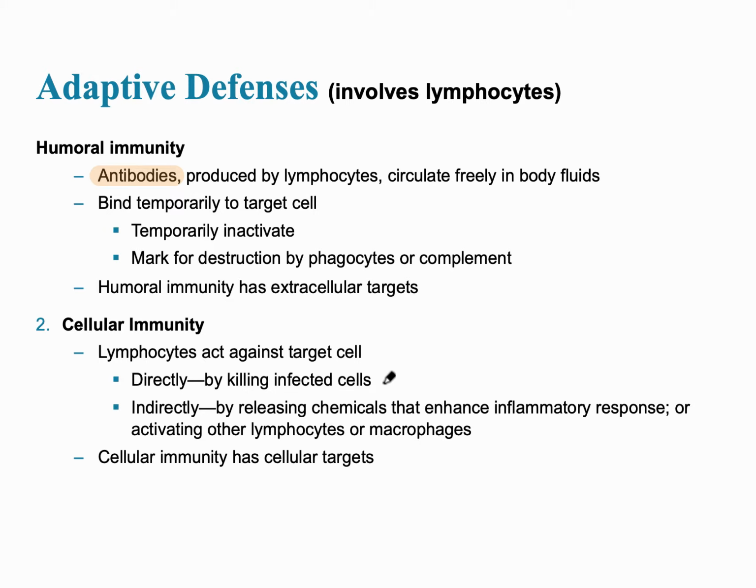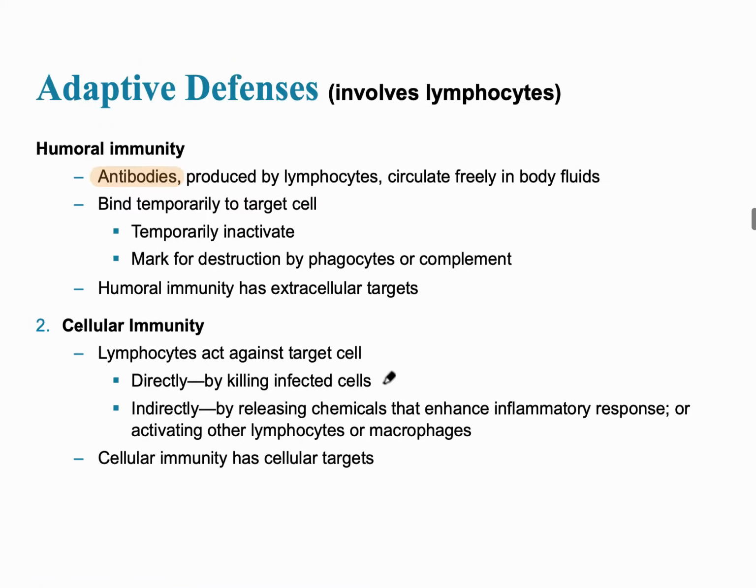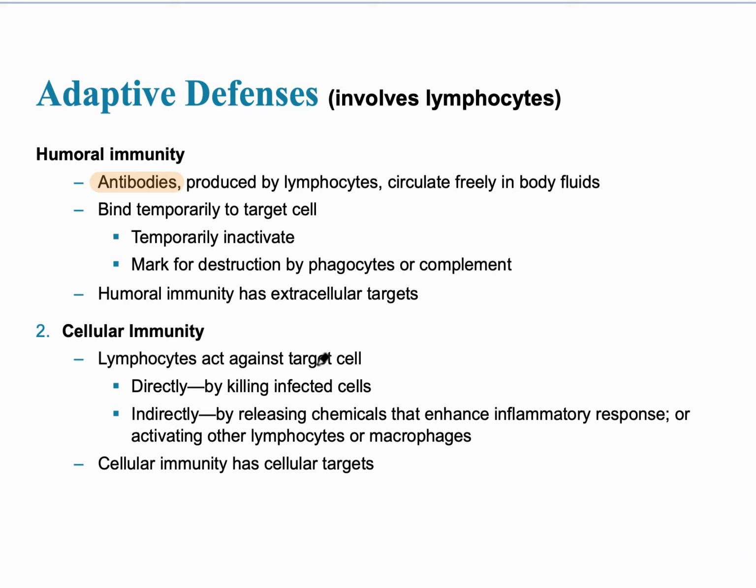Cellular immunity is lymphocytes acting on target cells, and there are a couple of different ways in which the cell can be destroyed: directly or indirectly. Directly by killing the infected cell, or indirectly by another lymphocyte or macrophages. But in all cases, remember the cellular immunity is T cells, humoral immunity is B cells.